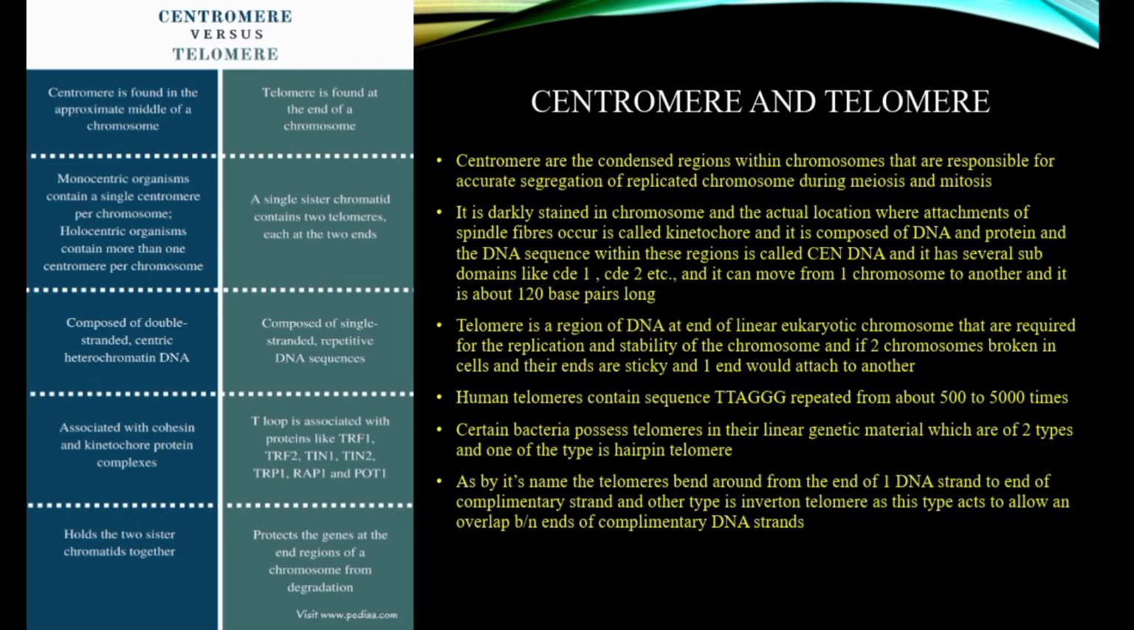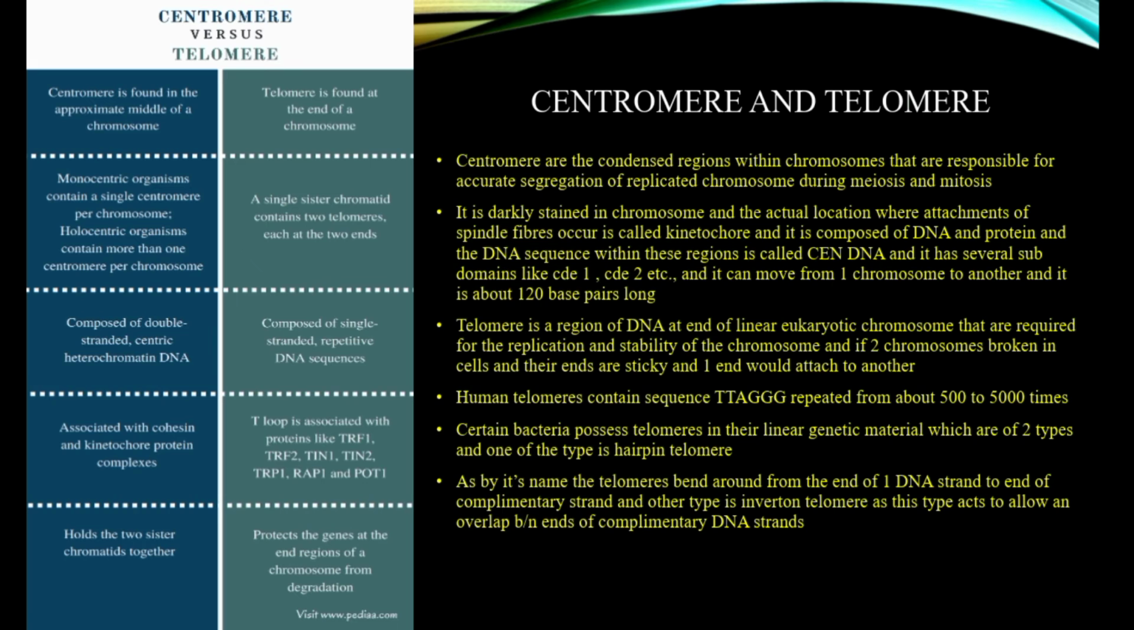Also, certain bacteria possess linear genetic material, with two types of telomeres. One is the hairpin telomere, which, as the name suggests, bends across from one DNA strand end to the other, joining complementary strands. Another type is the inverton telomere, which allows overlap between the complementary DNA strands. So this is the basic information that should be known regarding centromere and telomere.